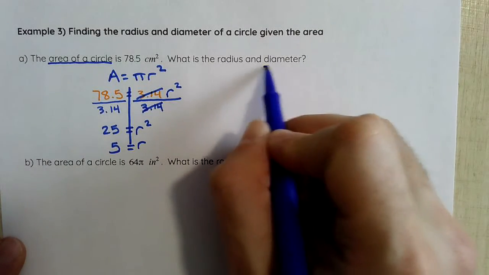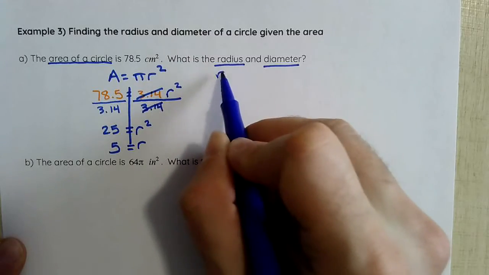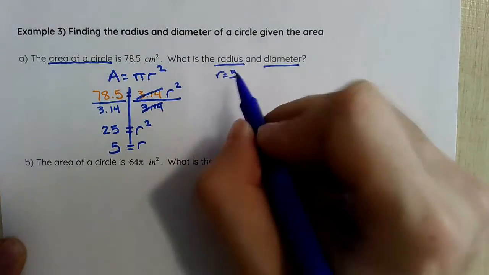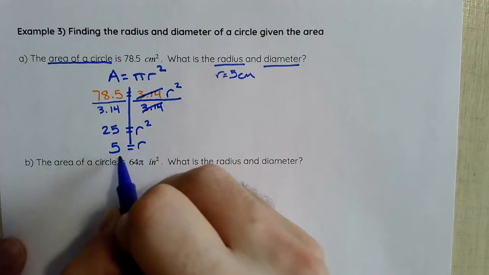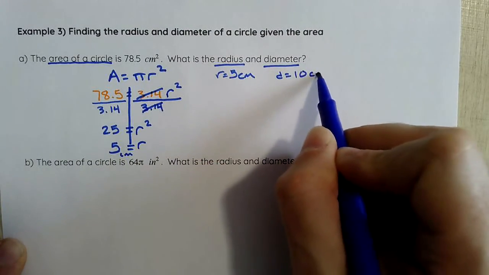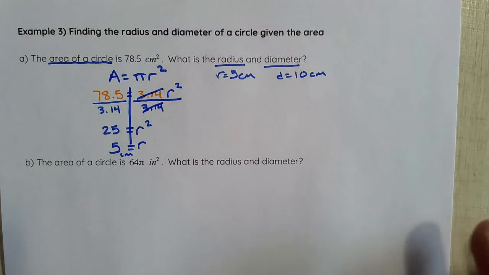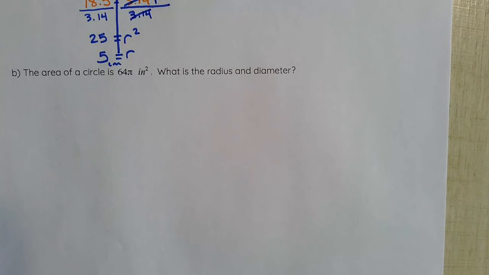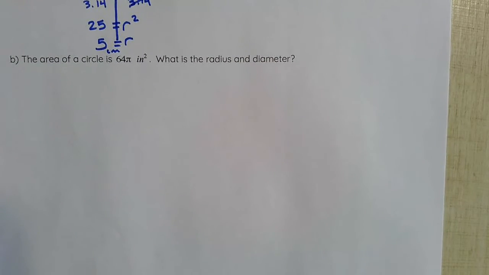It also asked us for the diameter. So our radius was 5, and I should have a unit on here, centimeters. Our diameter then would be 10 centimeters, because the diameter is twice the radius. Looking at B, the area of a circle is 64 pi inches squared. What is the radius and the diameter?